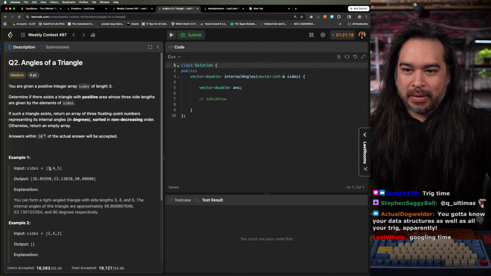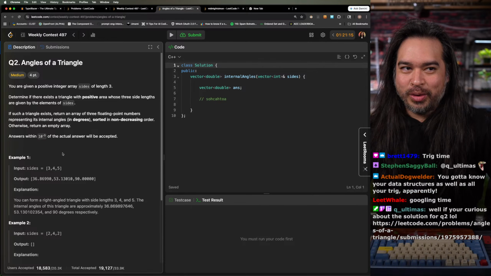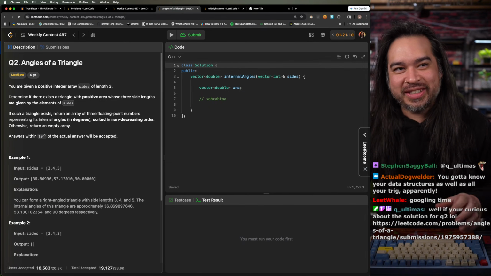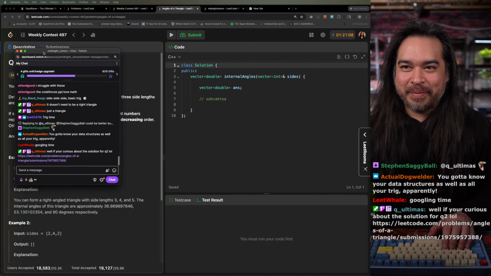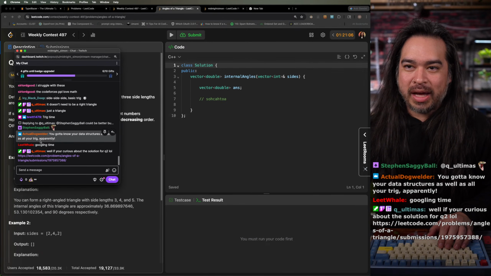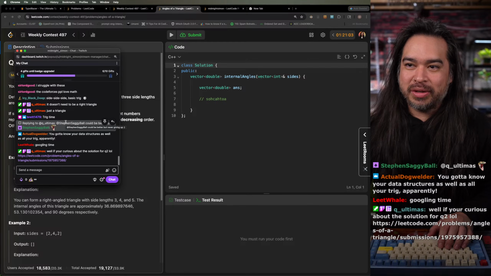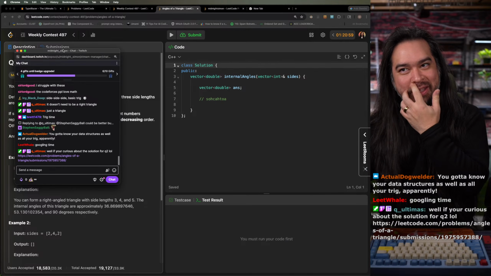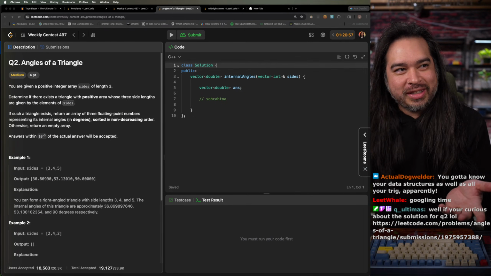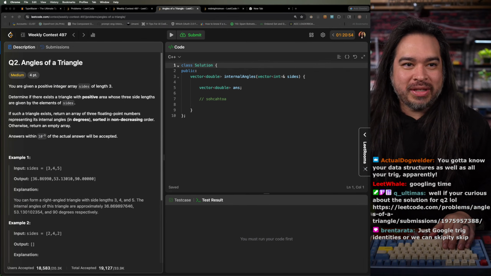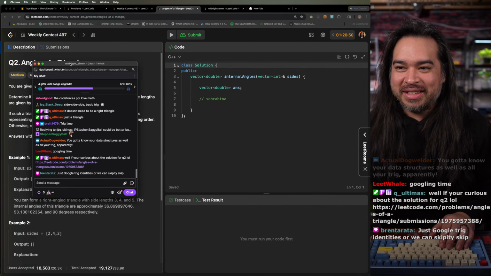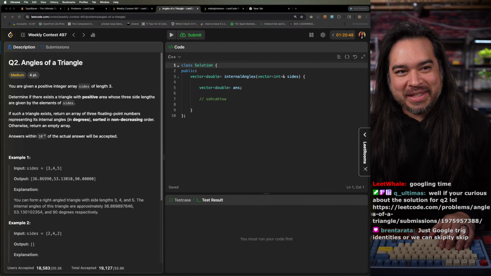All right. What do I know about Googling time? Yeah, I guess if it was a real contest, I'll just Google what the hell this is. But I don't know. What's happening? You got to know your data structures as well as all your trig, apparently. Man. Are they trying to test our trig here? What kind of job is this? Just Google trig identities or we can skip. That's what I'm saying, man.